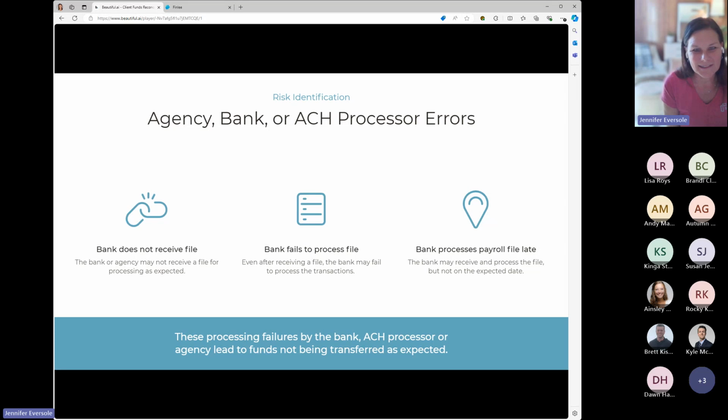And then of course, banks processing files late. So whether you send it late or something may have happened in sending the files late.